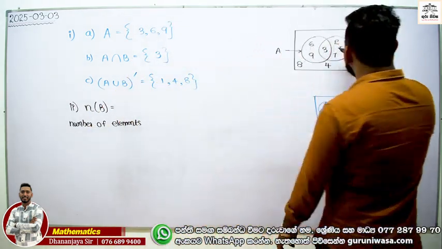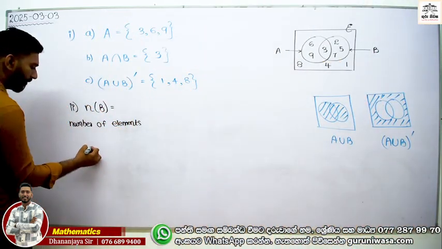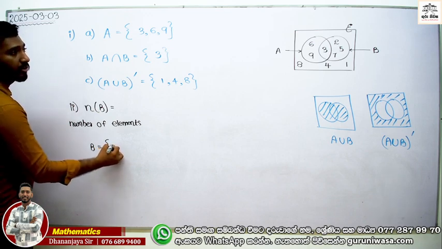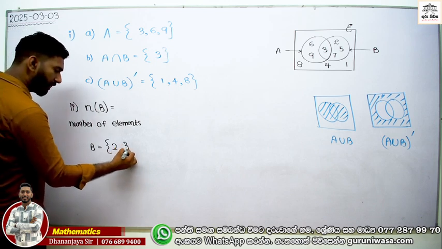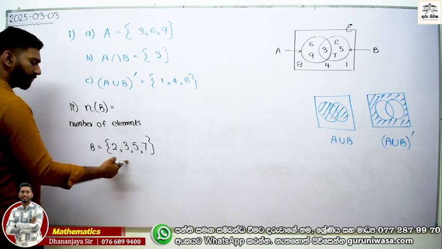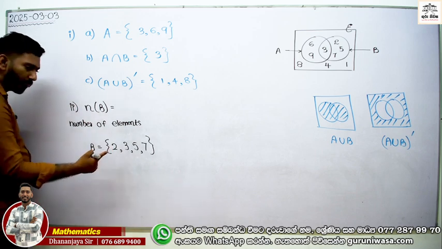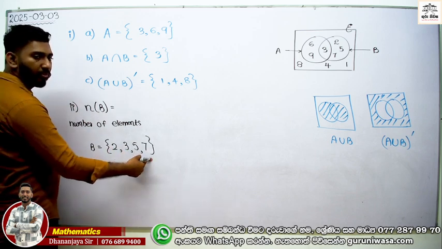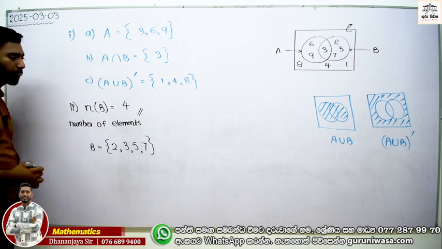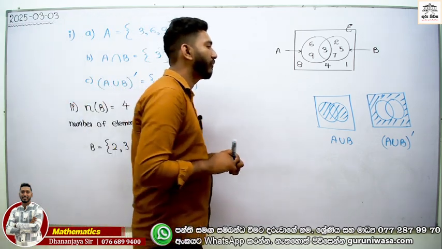Now tell me, what is set B? B is equal to 2, 3, 5, and 7. Therefore, how many elements are there? 1, 2, 3, 4. Therefore, the answer is 4, because there are 4 elements.